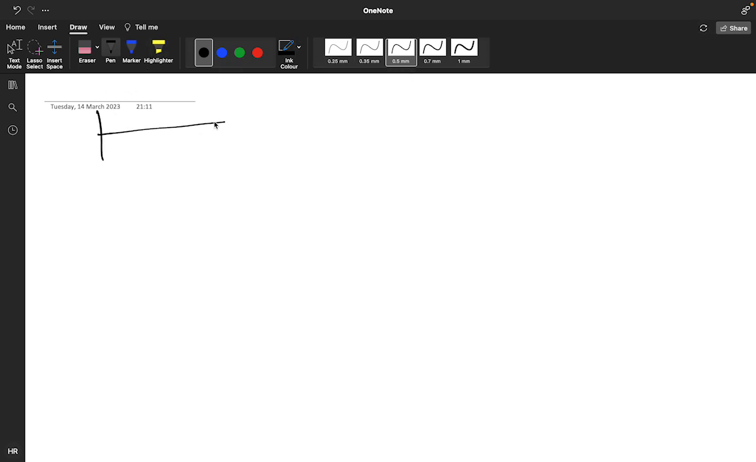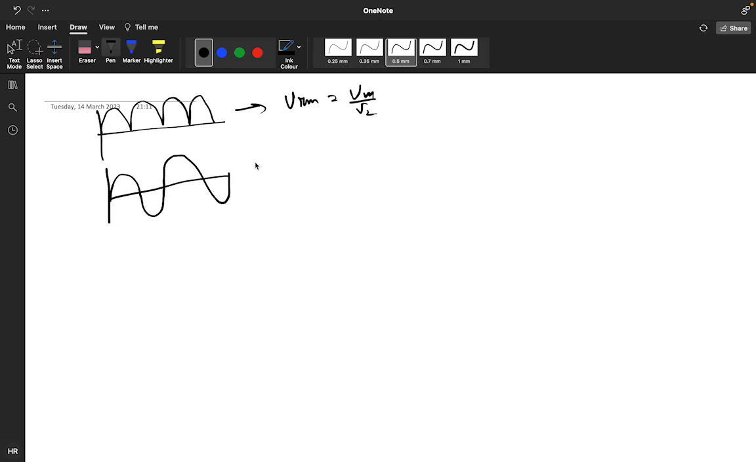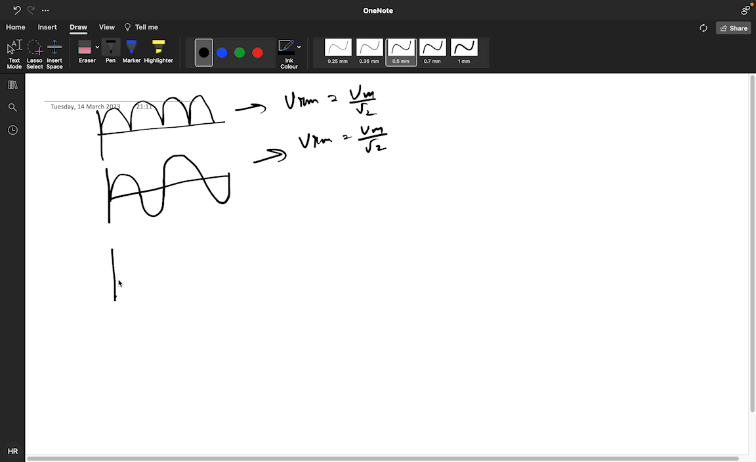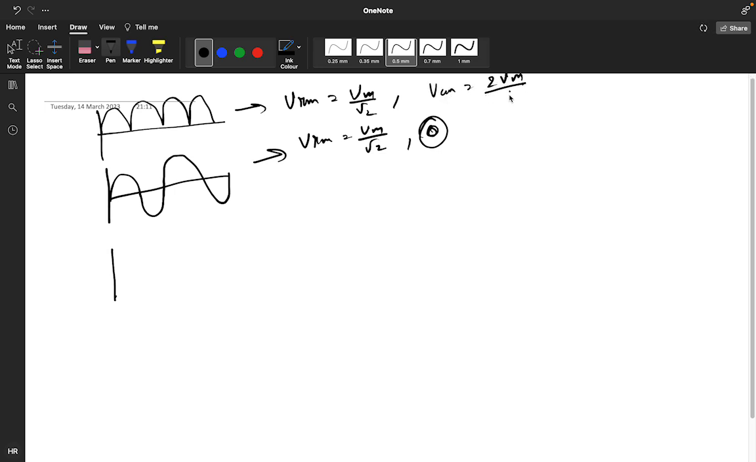If you have a signal like this, the RMS value VRMS will be Vm by root 2. If you have a signal like this, your VRMS will again be Vm by root 2, and the average value will be 0 here. And what is the average value here? V average was coming as 2 Vm by pi.